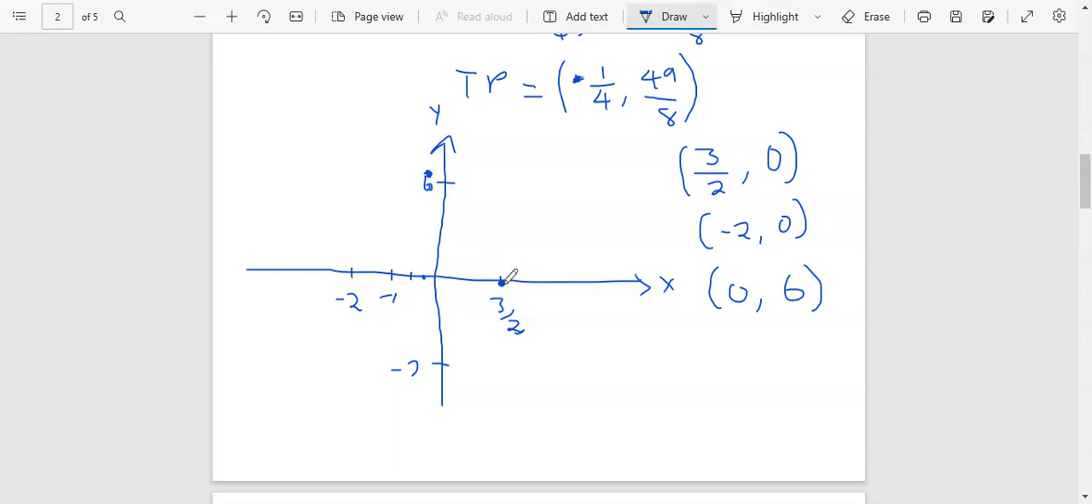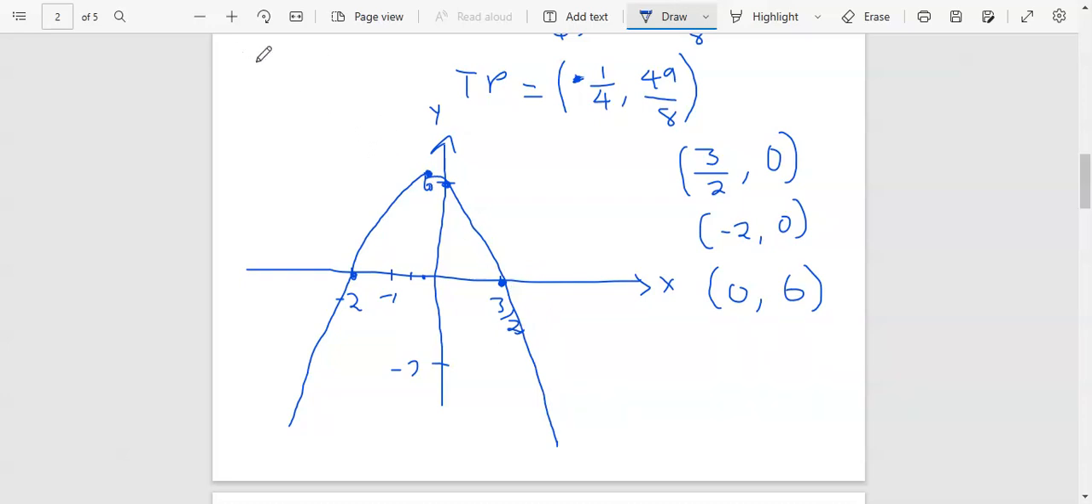And then it's supposed to pass through here, supposed to pass through here. It's also supposed to pass through 6 because that's the y-intercept. So this graph is supposed to go like that. Also down here, supposed to go like that.